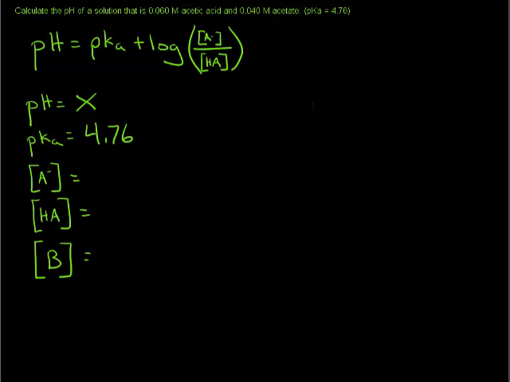So as we decided, our conjugate base is going to be acetate, so it's 0.04 molar, and our weak acid is going to be acetic acid, 0.06 molar. Now our total buffer solution is these two added together, which gives us 0.1 molar. So let's put these numbers into our equation and solve for pH.